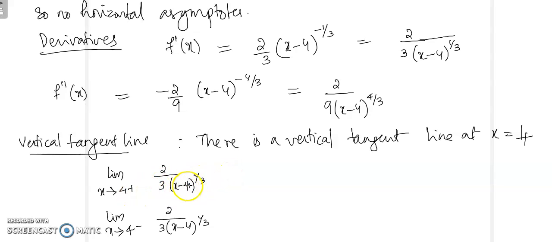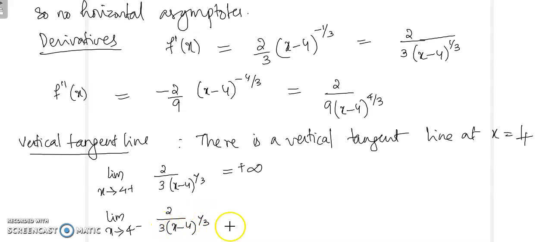When we take 4 plus, this will be positive, so you are getting plus infinity here. When x approaches 4 from the left, this will be a negative value.